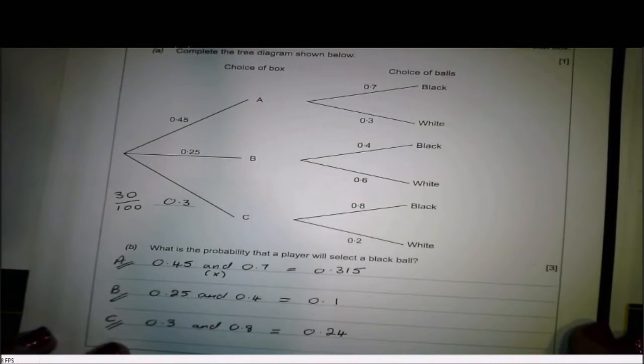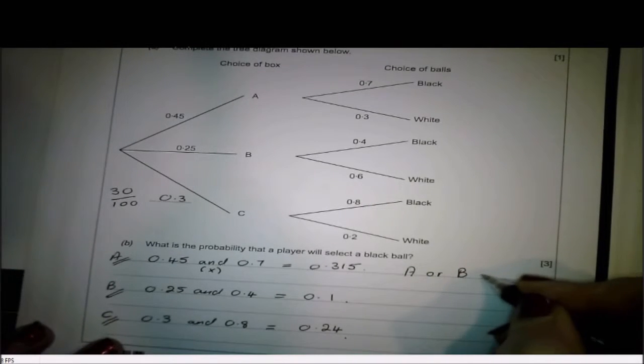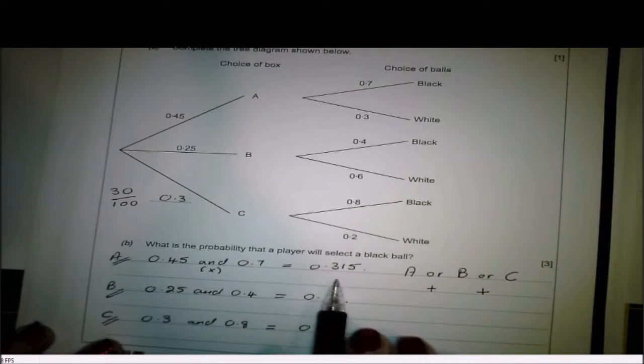We're not quite finished there. The probability that a player will select a black ball, he could select a black ball from A or B or C. Now when we see the word "or" in probability, we replace it with add. So the probability of choosing a black ball from A is 0.315, or choosing a black ball from B is 0.1, or choosing a black ball from C, which is 0.24.